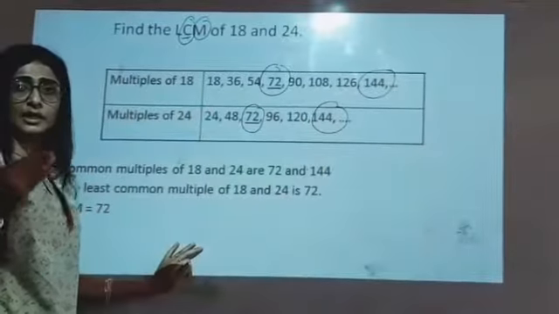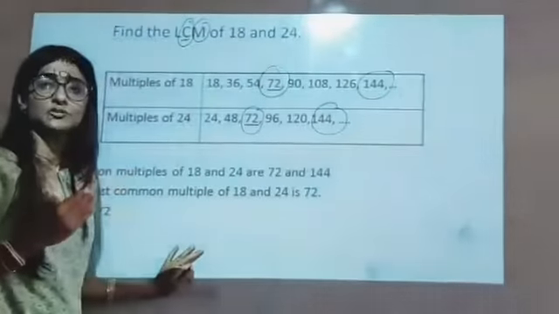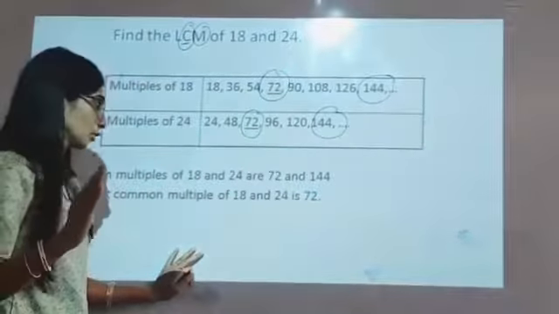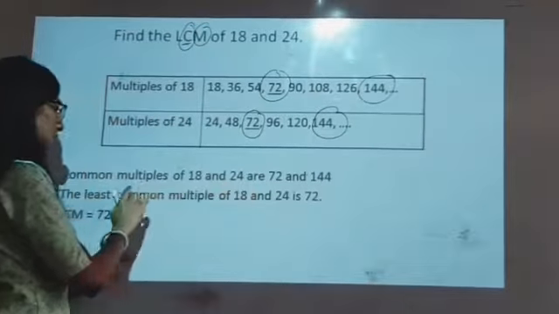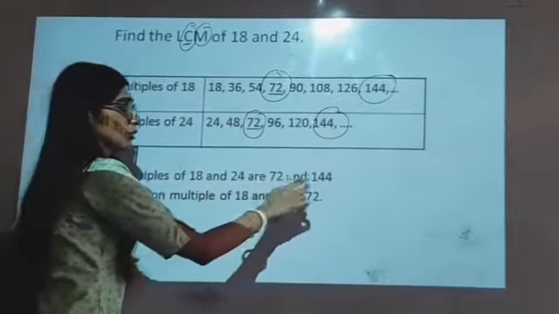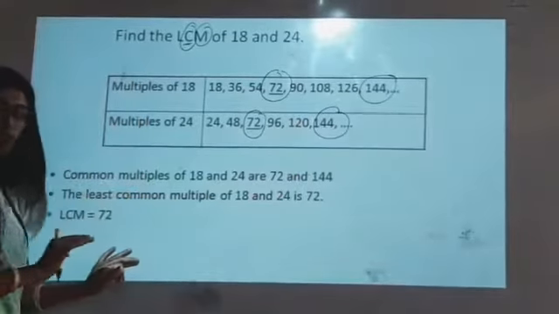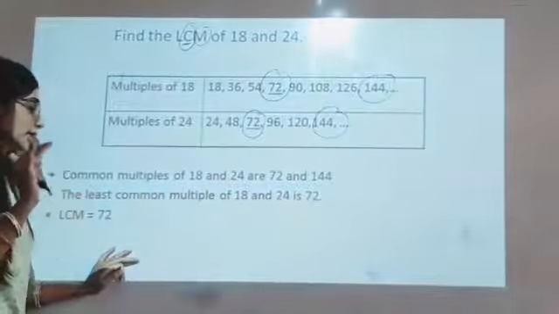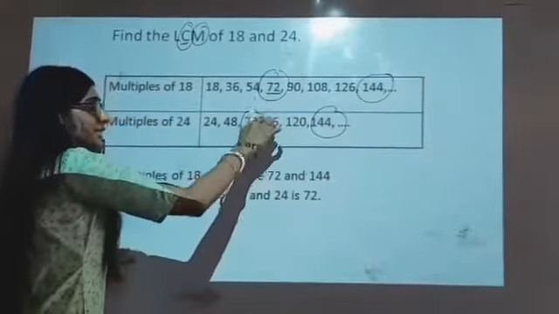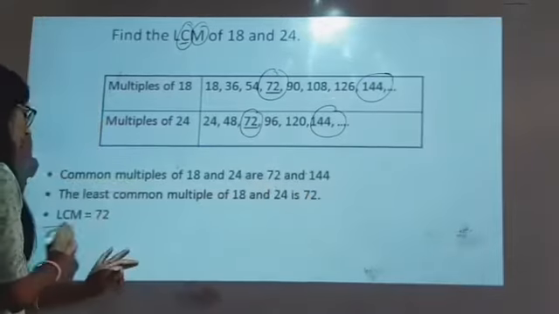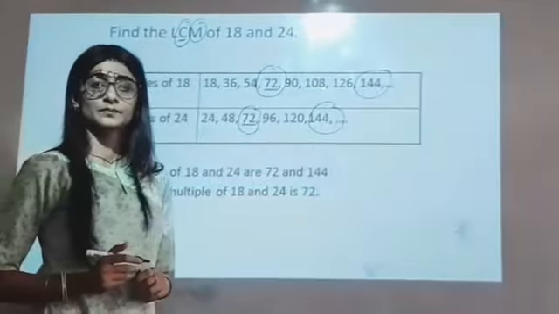But you have to find the lowest, so you don't need to go on, because in LCM you just need to find the lowest common multiple. So common multiples of 18 and 24 are 72 and 144. By this table you can see. Now the least common, least means smallest. Least or lowest common multiple of 18 and 24, you can easily find it out. That is 72. So the LCM is 72.